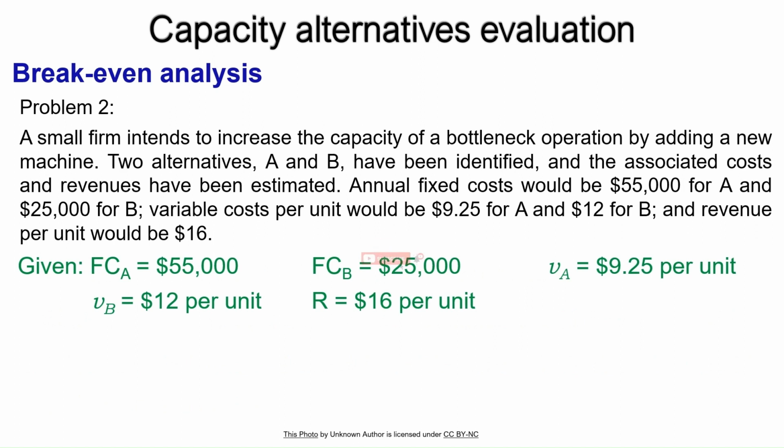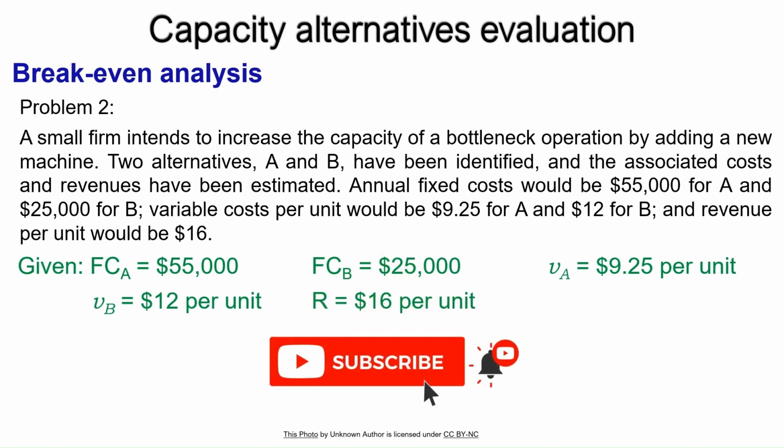The givens are as follows. The fixed cost for alternative A, FCA, is $55,000, alternative B's fixed cost, FCB, is $25,000, alternative A's unit variable cost, VA, is $9.25, the unit variable cost of alternative B, VB, is $12.50, and the revenue per unit, R, is $16.